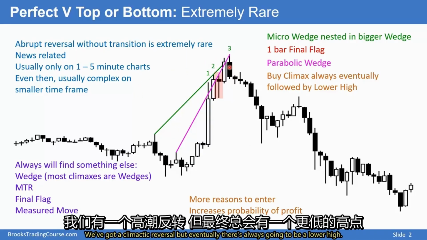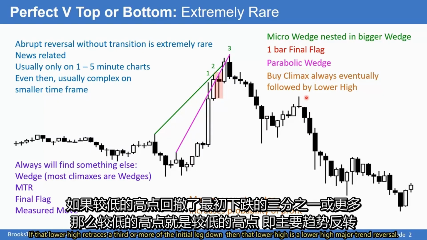We got a climactic reversal, but eventually there's always going to be a lower high. If that lower high retraces a third or more of the initial leg down, then that lower high is a lower high major trend reversal.